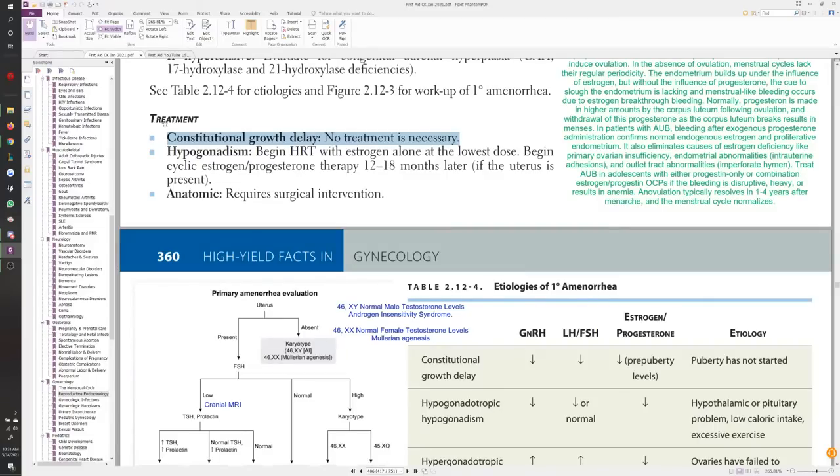But generally speaking, for all case scenarios, the very first thing that should have been ordered, and most questions will already do it, is the pregnancy test. So most questions will already tell you that there was a negative pregnancy test. So that part's done, and then you can move on to the next thing.